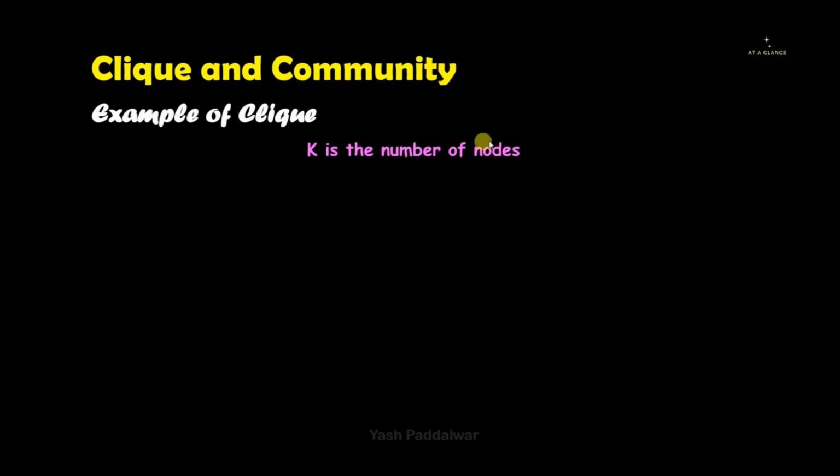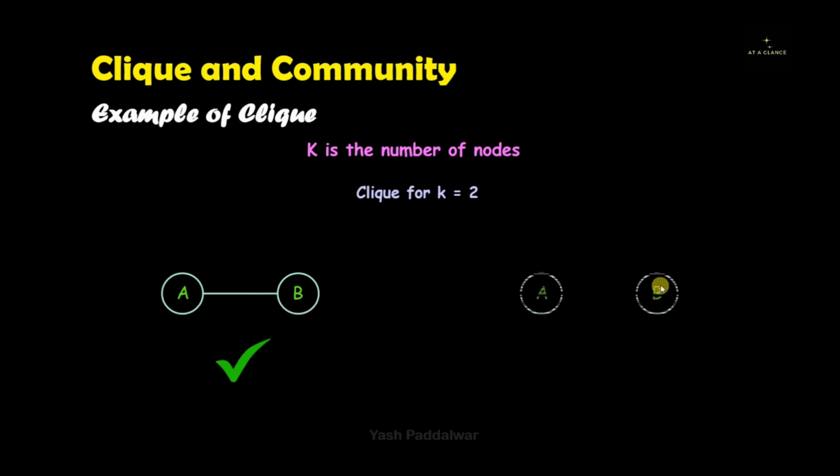Now let's say k is the number of nodes which are involved in a particular clique. Then if you want to draw the clique for k equals 2, that means that two nodes are involved in a particular network. If you remember the definition of clique, it means that all the nodes that are involved in the subset must be directly connected with each and every other node. So here you can see there are two nodes A and B, and both the nodes are connected with each other. Here A is directly connected to B as well as B is directly connected to A. Hence it is a valid clique for k equals 2.